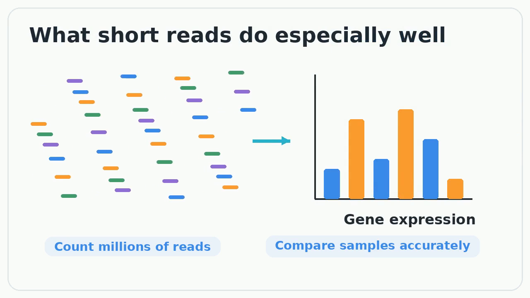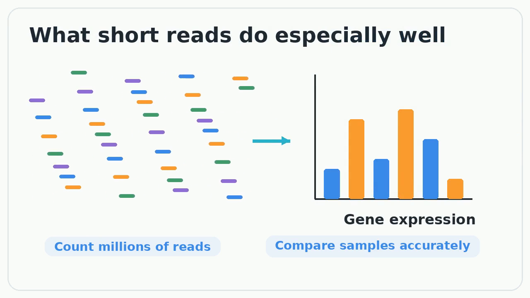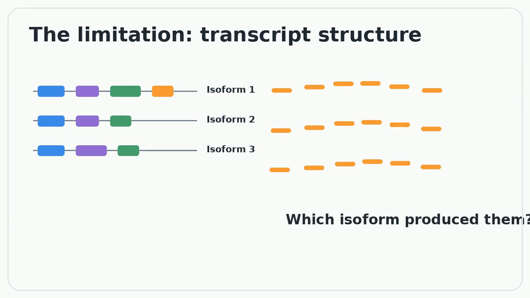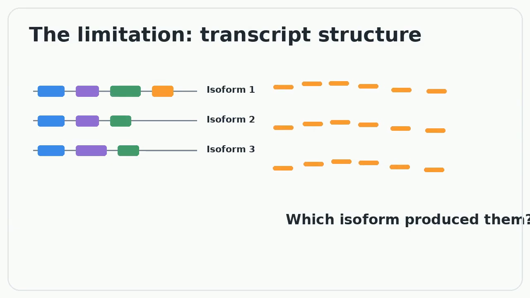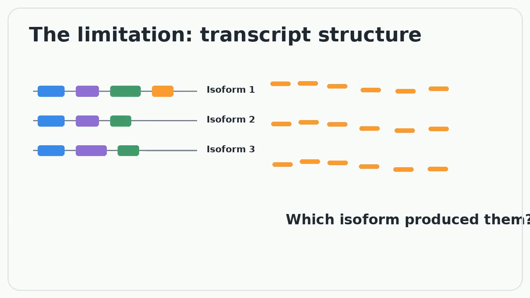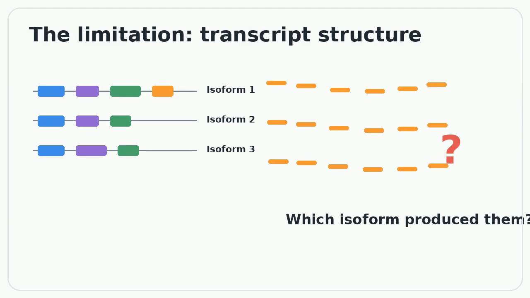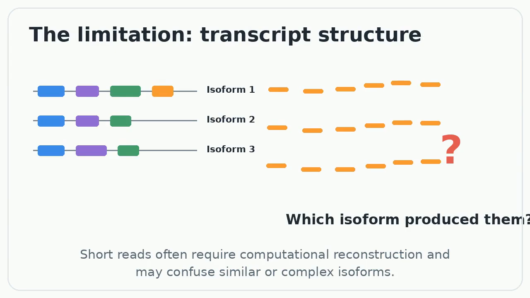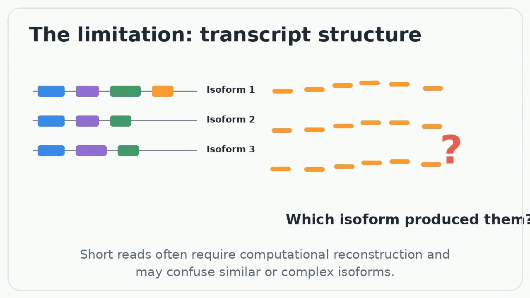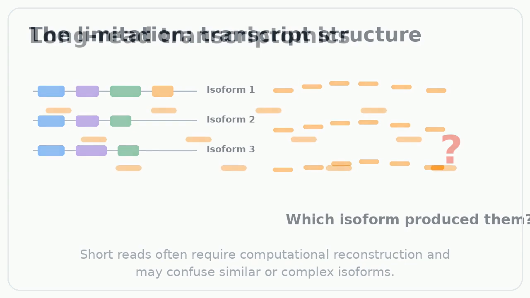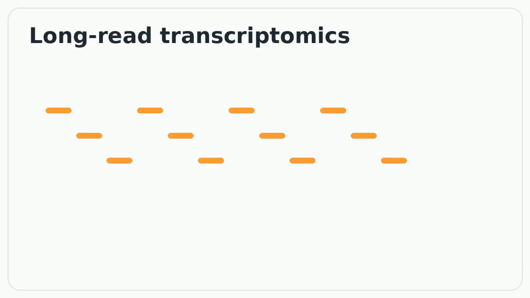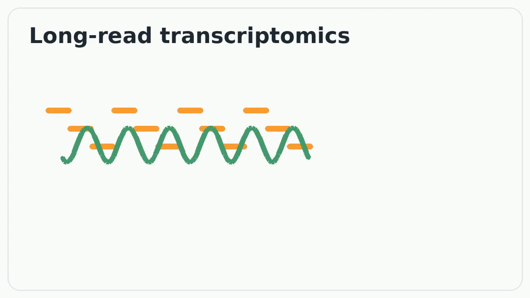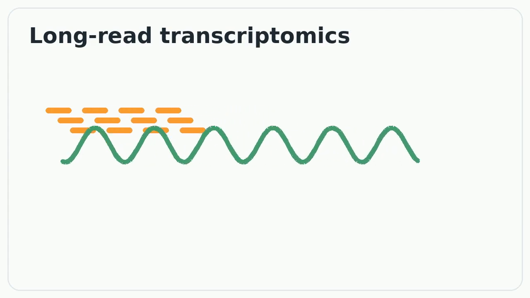However, short reads usually represent only small parts of a transcript. When one gene produces several transcript isoforms through alternative splicing, it can be difficult to determine which complete isoform produced each short fragment. Transcript structures must therefore be reconstructed computationally. Long-read sequencing helps solve this problem by reading complete or nearly complete RNA molecules. Instead of assembling many small fragments, researchers can observe the structure of an entire transcript in a single read.